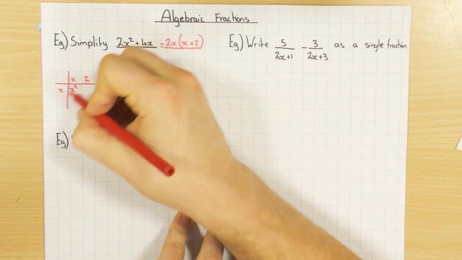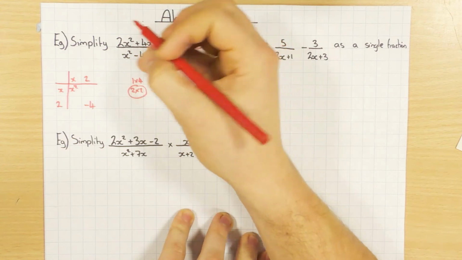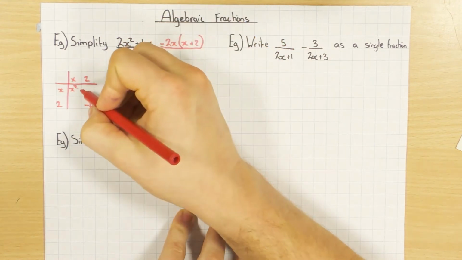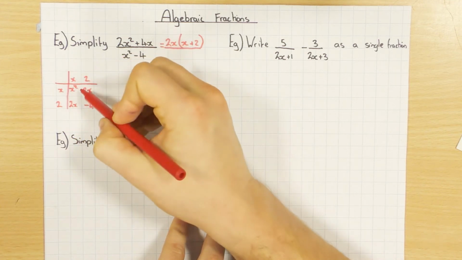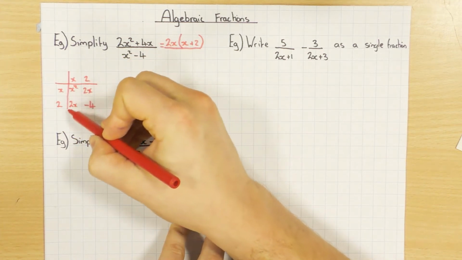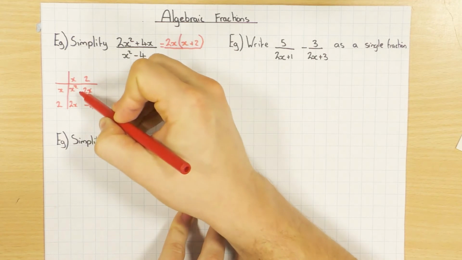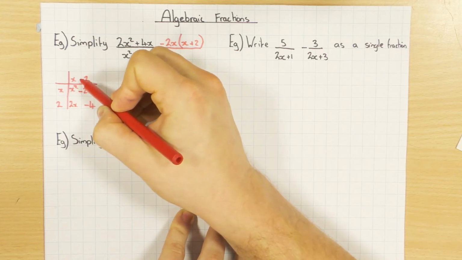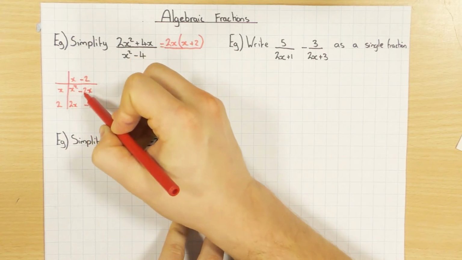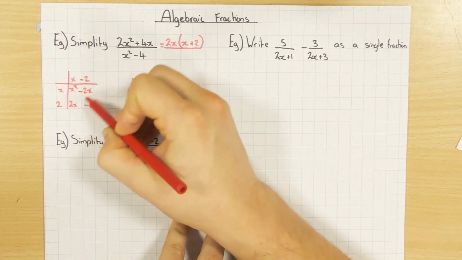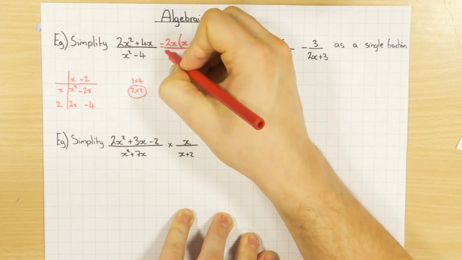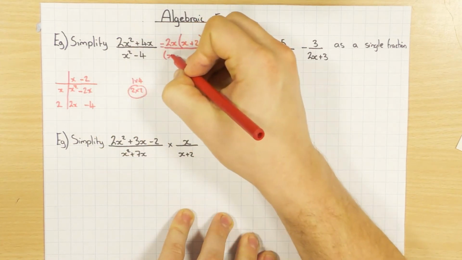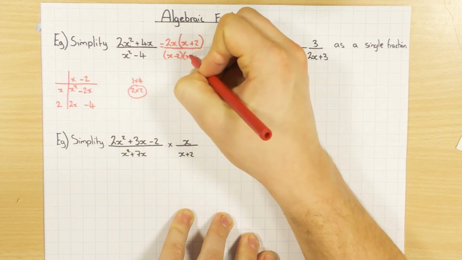So I'm going to have 2 and 2 there, in which case I'm going to have 2x and 2x. But if I leave it like that, 2x plus 2x gives me 4x, and I want nothing, so I'll change one of them to a negative. So I'm going to have minus 2x plus 2x is nothing. Brilliant. What am I left with? x squared minus 4. So my factorized answer there will be x minus 2, x plus 2.